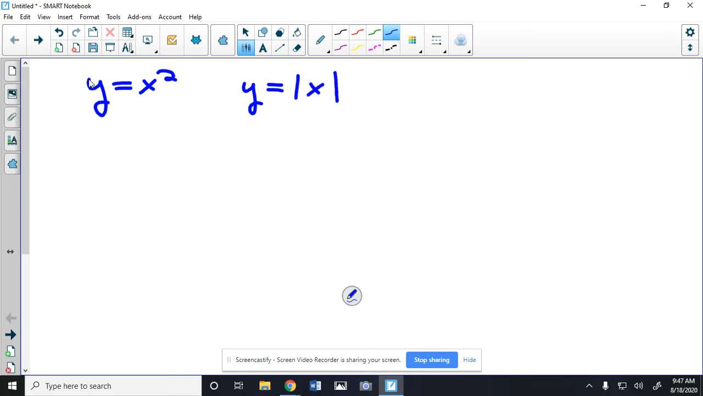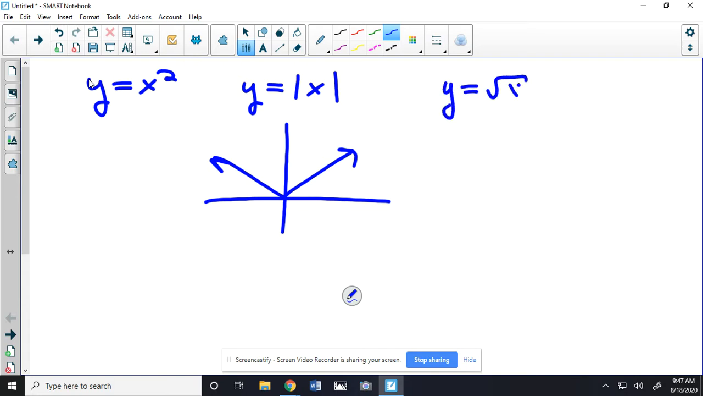Y equals absolute value of x, which you should know what this looks like, but just in case, you have a V shape there. Both wings of this absolute value graph are lines with a slope of 1, 1 on the right and -1 on the left. And then y equals square root of x, which will start at the origin and come up like that. And it is the top half of a sideways parabola. So we're just going to use those three equations, and then we're going to do some transformations on these graphs.